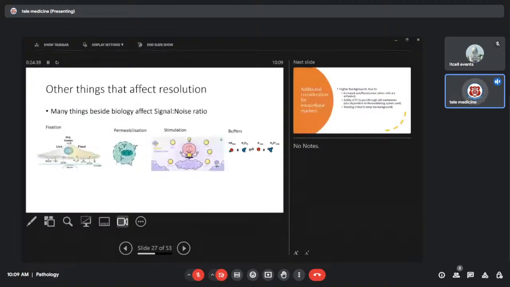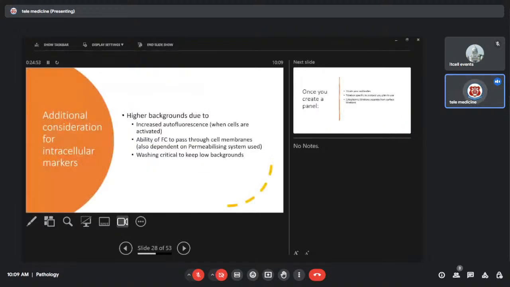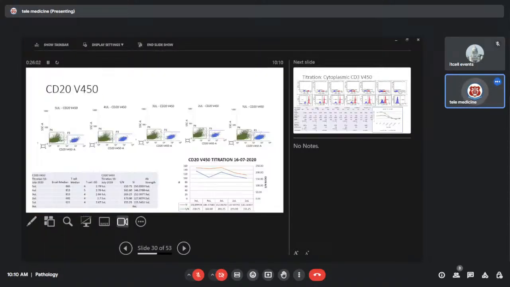There are other things that affect resolution also besides the signal noise ratio. It is how you fix the cell, how cells are permeabilized, and what the buffers are in your solution. There are additional considerations whenever you are doing the intracellular one, and then you plot something called stain index and signal noise ratio. Signal noise is the MFI of the positive divided by the negative.